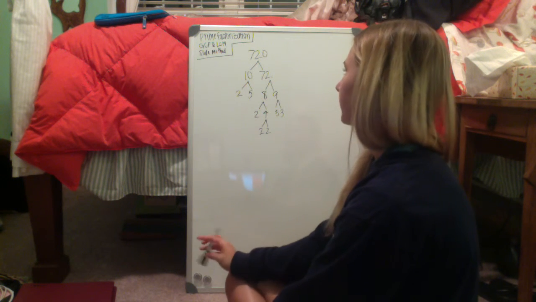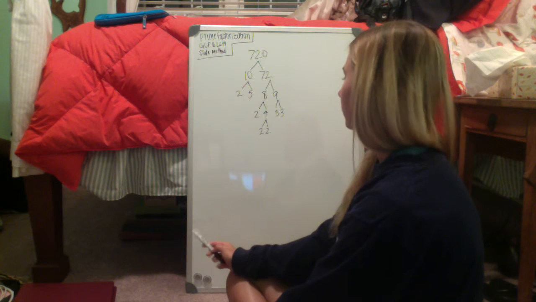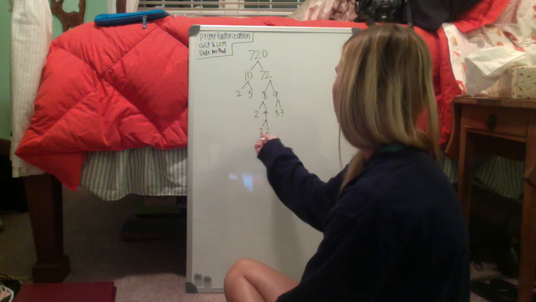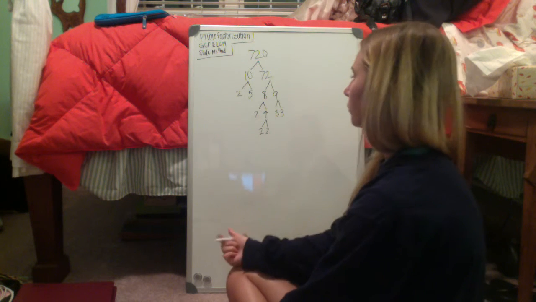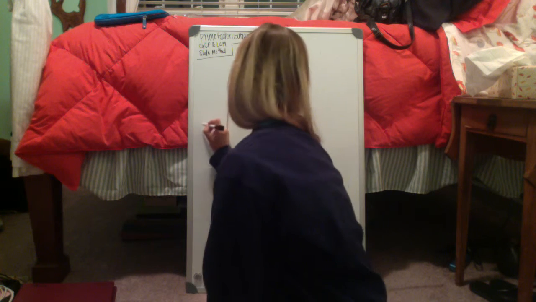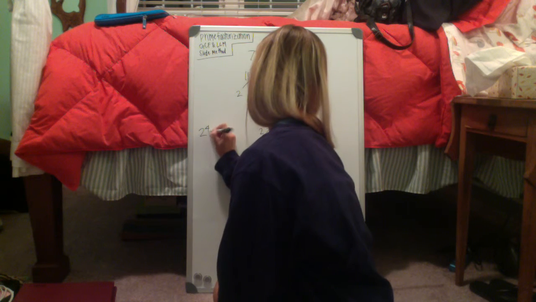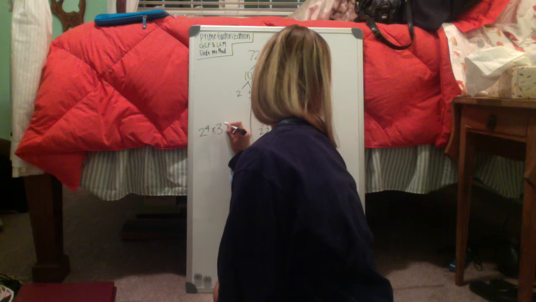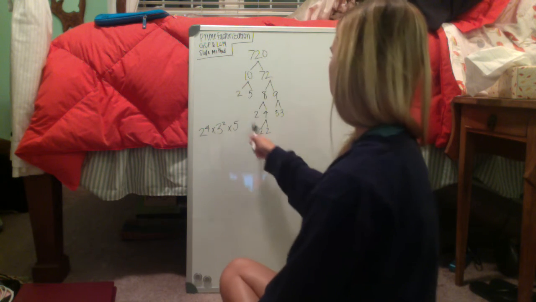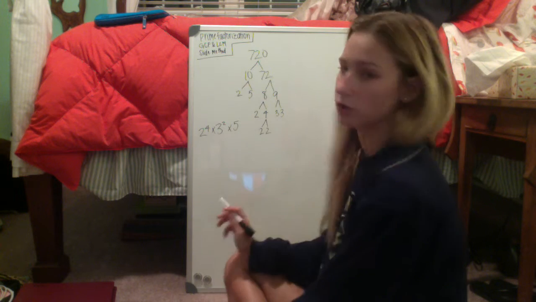Now, to write the prime factorization answer, you would say 2 times 5 times 2 times 2 times 2 times 3 times 3. But you want to group them all together and make your answer shorter, so you would say 2 to the 4th times 3 to the 2nd times 5. And if you multiplied all these numbers together, it would equal 720.